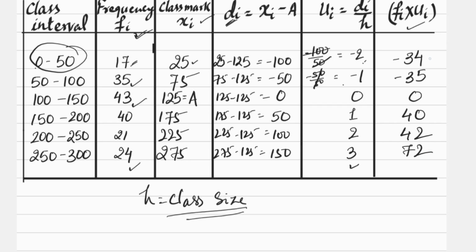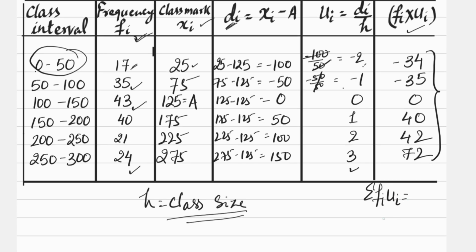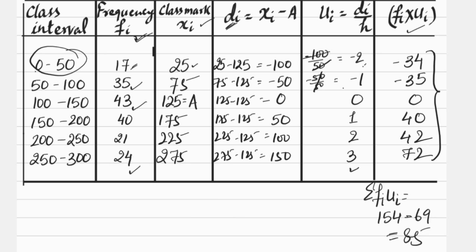Now when we add all these values and we find sigma fi ui, then we will solve. We have to add all the positive numbers and all the negative numbers. Then it will be 154 minus 69. So the answer will be 85. Okay. Now we have to add the frequency also. So sigma fi, we will add all the frequencies. It will be 180. So frequency value is 180.